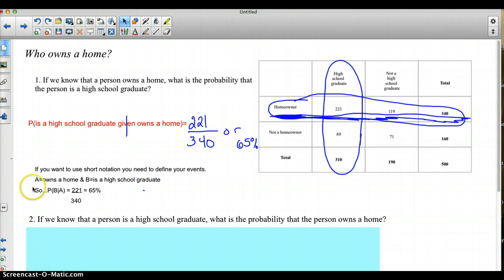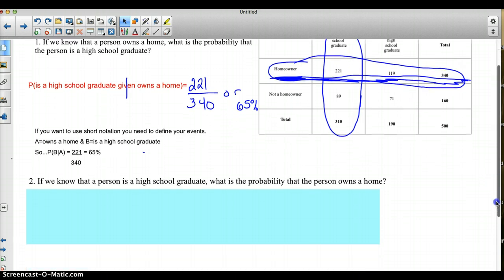So if you told me, for example, that event A was that they own a home and B is that they're a high school graduate, you can write it out in the short notation so that you would have the probability of event B given that event A is the 221 divided by 340, which is 65%. Okay, so you just have to make sure that you're actually giving all of that information when you're doing it. You can't just put the event A and the B without having defined it first.